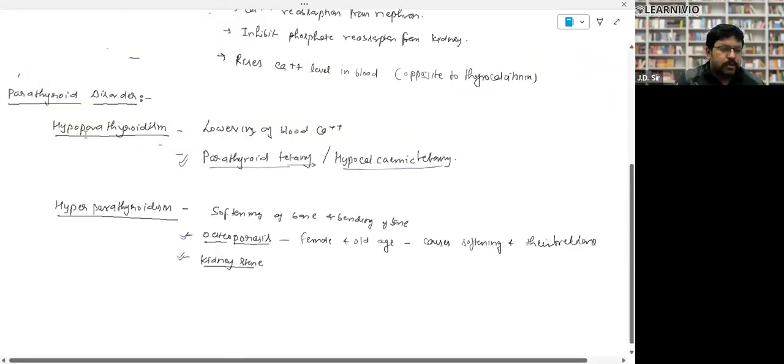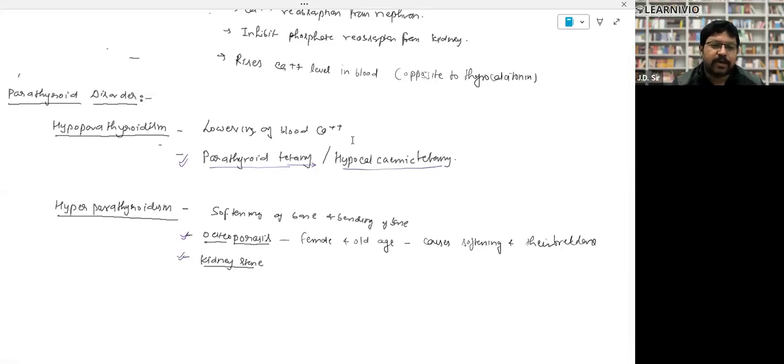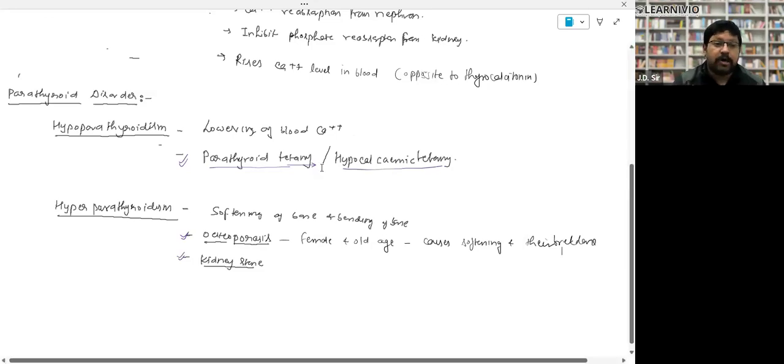Then there are two disorders, hypoparathyroidism and hyperparathyroidism. In hypoparathyroidism, that is low secretion, right? Low secretion means less secretion of parathyroid gland or parathormone. So it lowers the blood calcium level, and this is called parathyroid tetany or hypocalcemic tetany, right? Due to lowering of the calcium level, when calcium gets low, muscles will stop working. How calcium works in the sliding filament theory, we have understood already in the previous chapter.